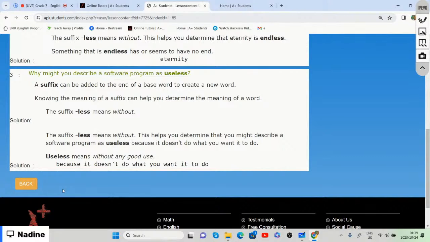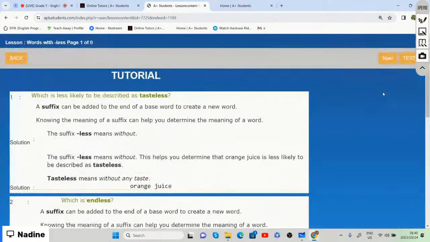And remember, for people who don't use software programming or don't need to use software programs, because our computers are basically just for typing or YouTubing or watching movies or doing our schoolwork, we don't know anything about software programming, right? And why might you describe a software program as useless? Because it doesn't do what you want it to do. All right, now let's go to our test.